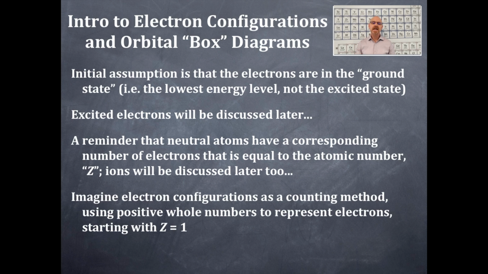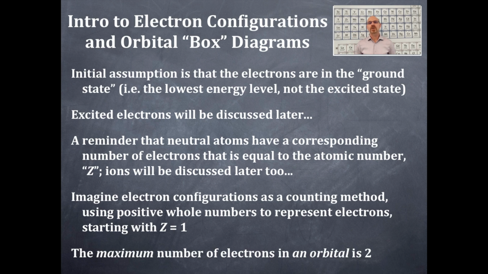Okay, you're going to imagine the electron configuration as a counting method, using the positive whole numbers to represent electrons, starting with Z equals 1. So you're just going to go 1, 2, 3, 4, 5, 6, etc., following the atomic numbers. Okay, the maximum number of electrons in an orbital is 2. And I'm going to repeat that. The maximum number of electrons in an orbital is 2.